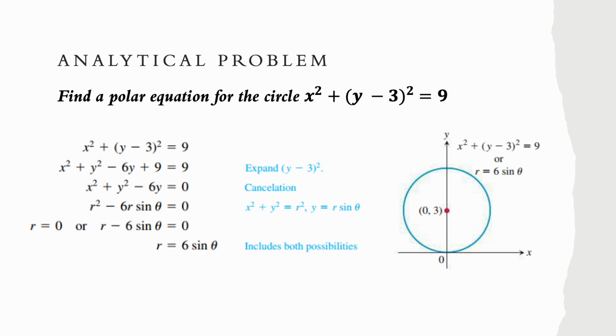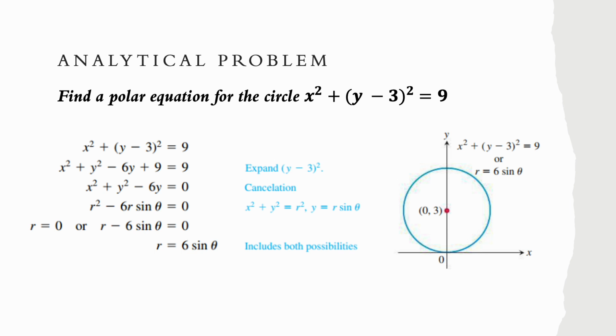Imagine we start with a circle defined by the equation x squared plus (y minus 3) squared equals 9. This circle is centered at (0, 3) and has a radius of 3. Our goal is to rewrite this equation in terms of polar coordinates r and theta.